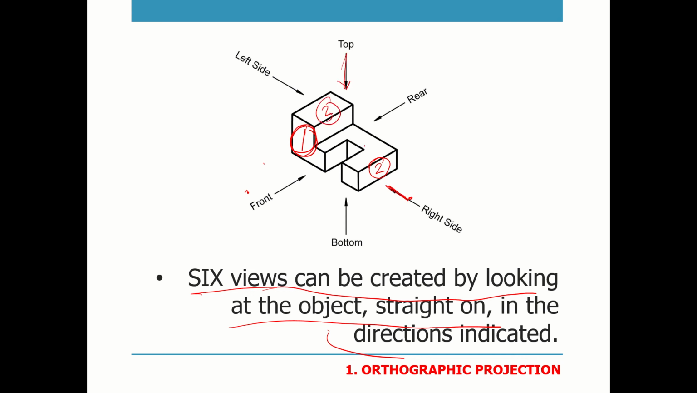Number 3, we can also have the top. From the top we can see how the object looks. This is called the plan. If you see an object from the top, I hope these words are familiar, it should be perpendicular, not at an angle. We should see the object perpendicular to the object from the top. It's called plan, from the top.